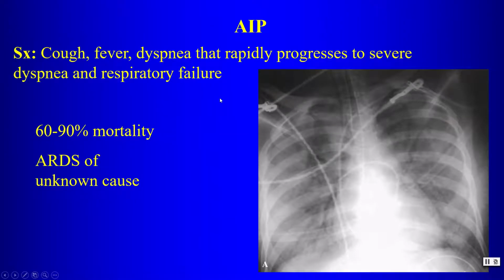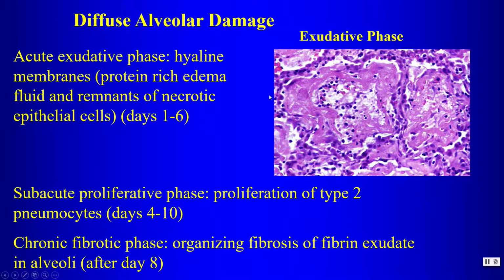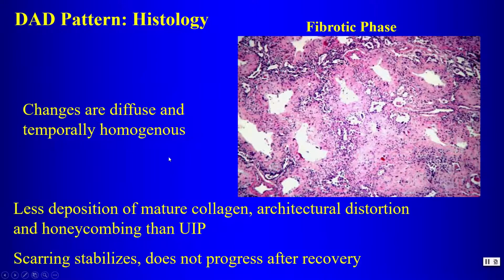So with AIP, the patients will present with respiratory symptoms, and they deteriorate rapidly to respiratory failure, with a very high mortality. And again, as we've said, it's like ARDS. So just like ARDS, the pattern that we see on histology is the pattern of diffuse alveolar damage. We've gone through the phases of ARDS before: the acute exudative phase, the subacute proliferative phase, the chronic fibrotic phase. So we are familiar with this, essentially this is diffuse alveolar damage, or ARDS.